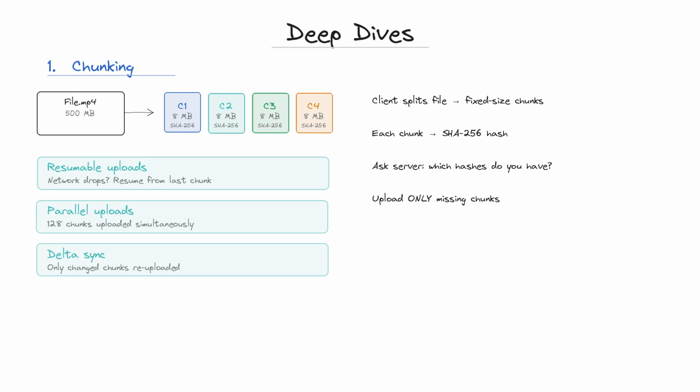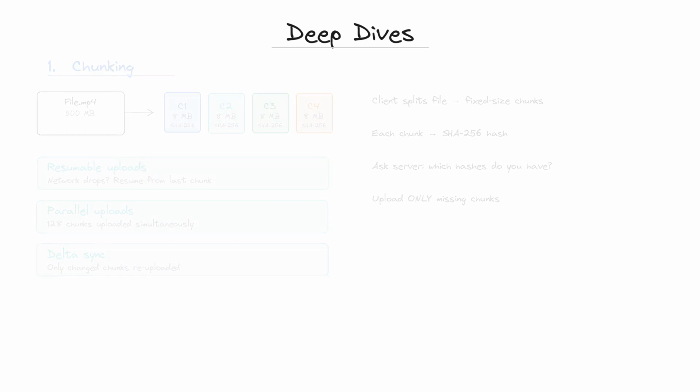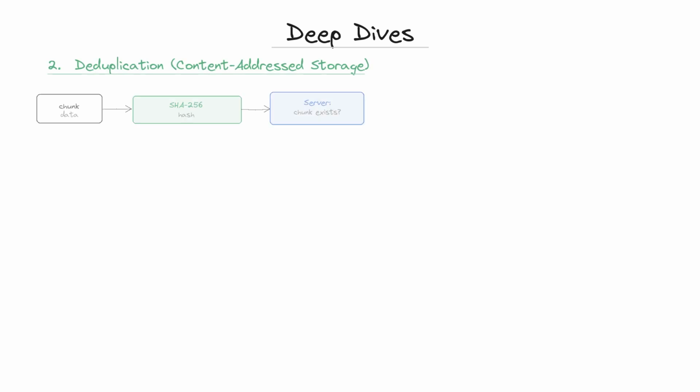Deep dive 2, deduplication. Every chunk gets hashed with SHA-256 before uploading. That hash becomes the chunk's unique identifier. Before uploading a chunk, the client asks the server, "Do you already have a chunk with this hash?" If yes, don't upload it. Just reference the existing chunk. This is called content-addressed storage.